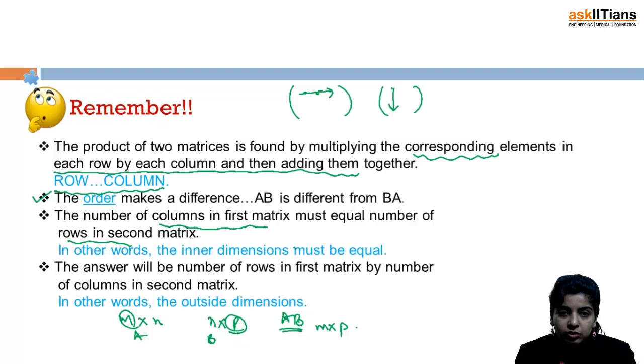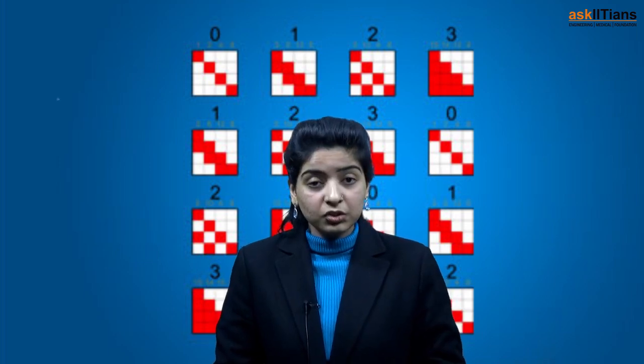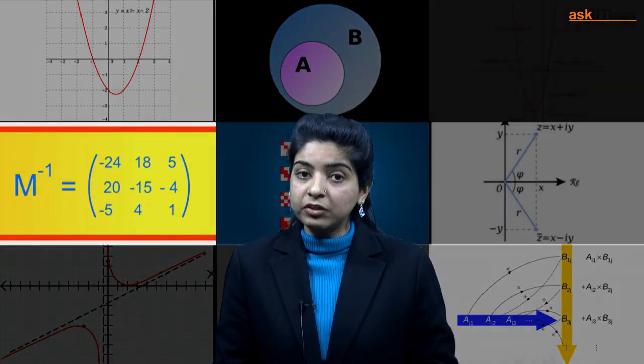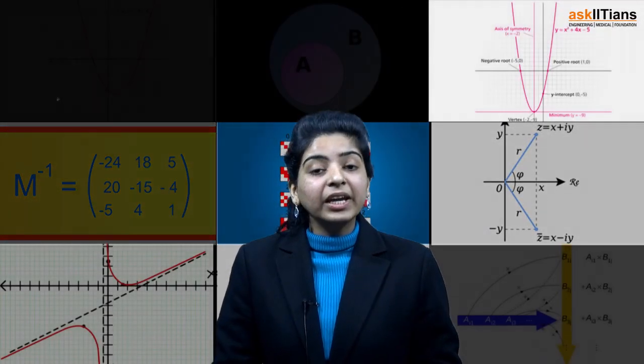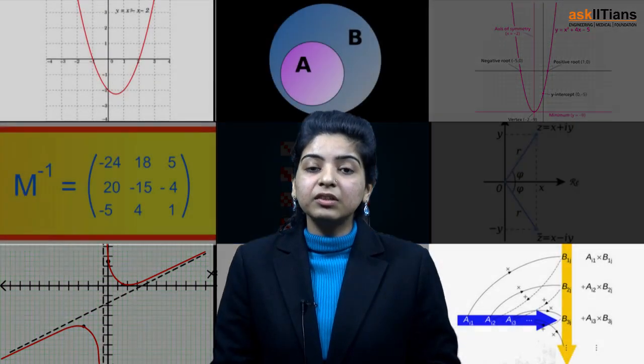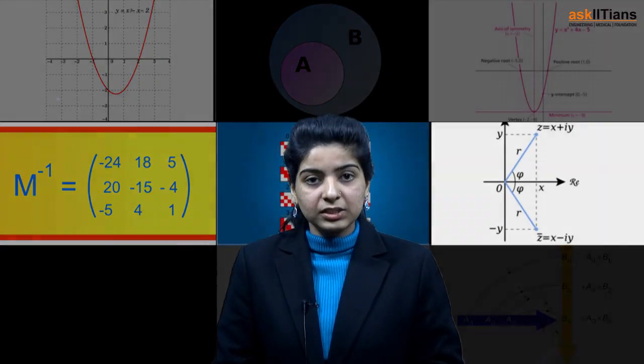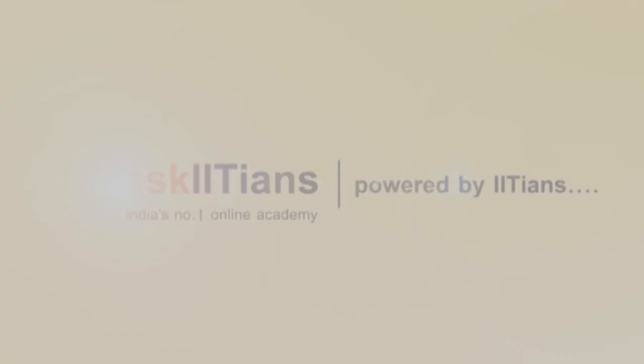So this was also quite simple, but you'll have to practice a good number of questions on this because it might get a bit confusing if you don't practice a good number of questions, right? So I hope you must have understood by now the concept of multiplication of matrices and the various properties of matrix multiplication. In my next session, I'll be discussing the various special types of matrices. So do stay tuned.